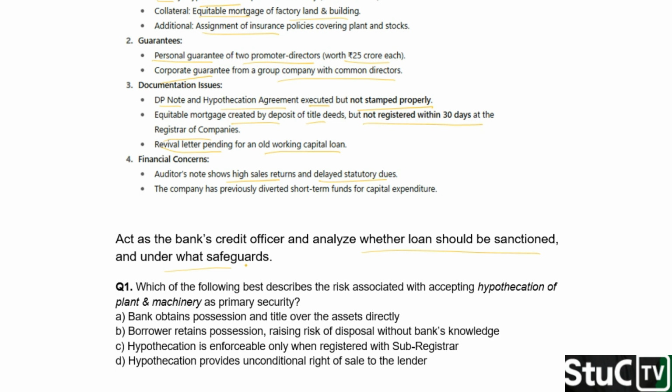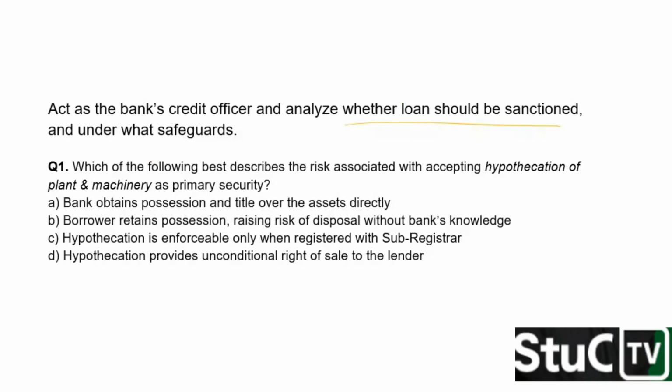As a bank's credit officer, analyze whether the loan should be sanctioned and under what safeguards. So, you are going to look at this problem as a loan officer and what sort of conditions you should put if you are sanctioning, or what should be the factors you are keeping in mind while you are processing this loan. So let's look at question number one. Which of the following best describes the risk associated with accepting hypothecation of plant and machinery as primary security?